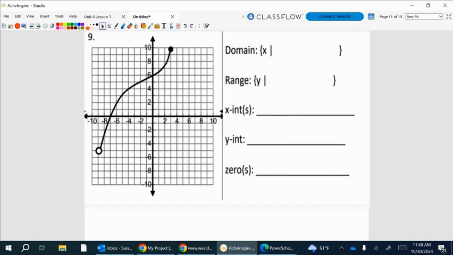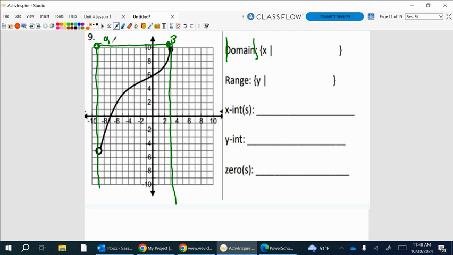All right, next problem. Looks a little different. This time we have an open circle, but we follow the same process. Domain are the walls. Always start coming from the left. Here's the first point I hit, and that is -9 with an open circle. When I come from the right, the first point I hit is right here, and that is +3 with a closed circle.